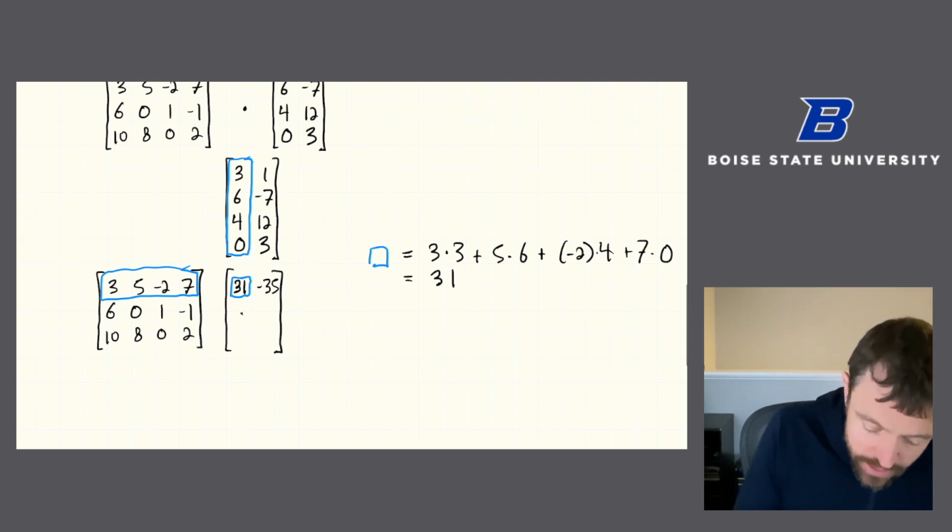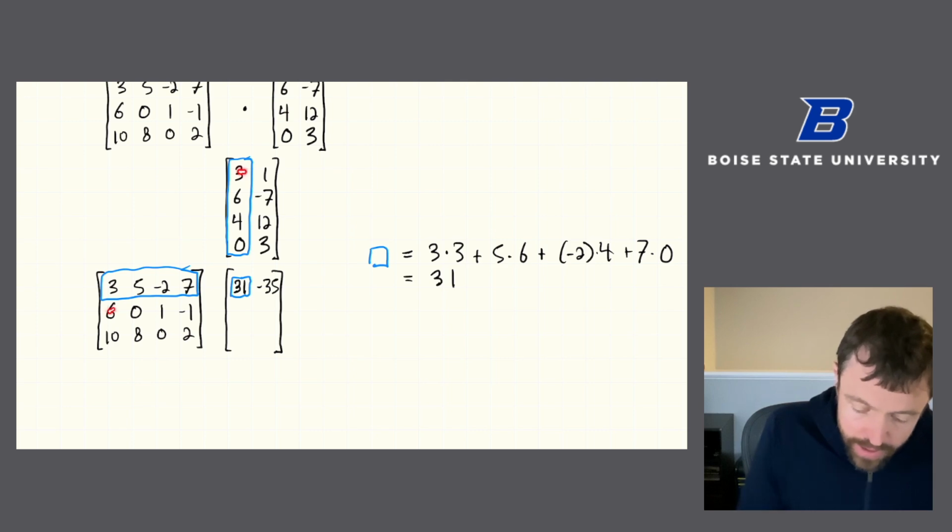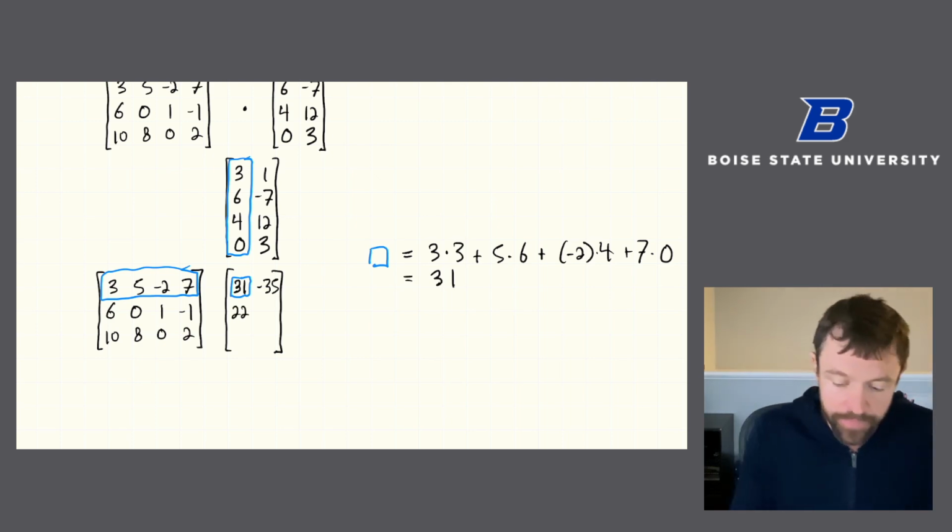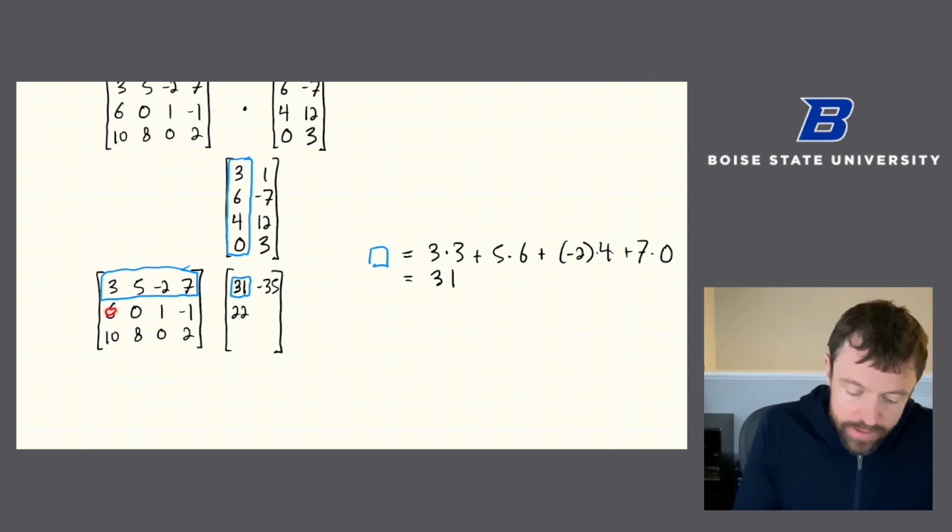Okay, so for this entry, we're working with this column and this row. 3 times 6 is 18, plus 0 is still 18, plus 4 is 22, plus 0 is still 22. Now for the next one: 6 times 1 is 6, plus 0 is still 6, plus 12 is 18, minus 3 is 15.